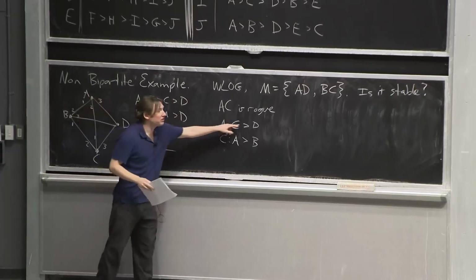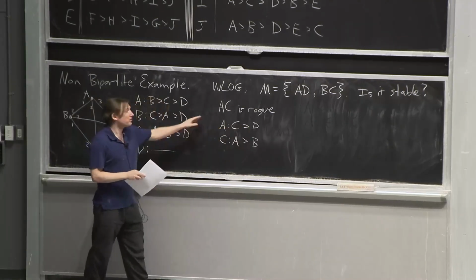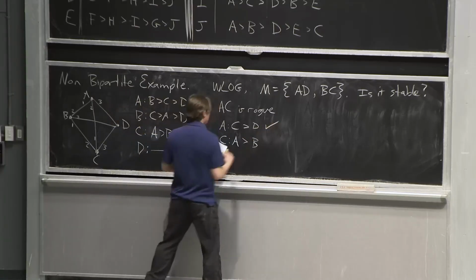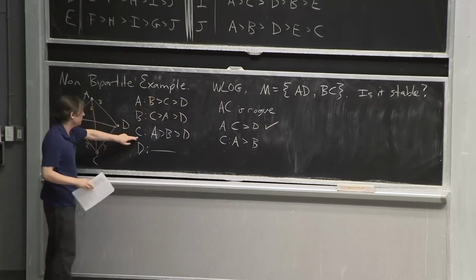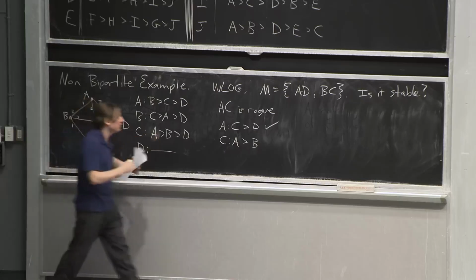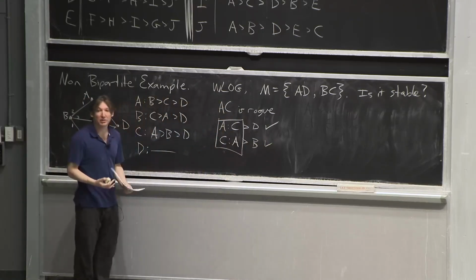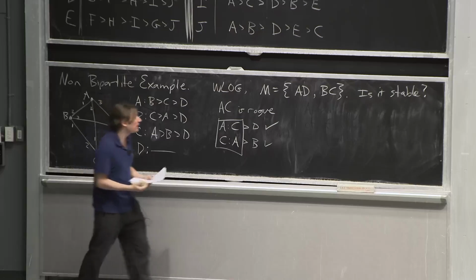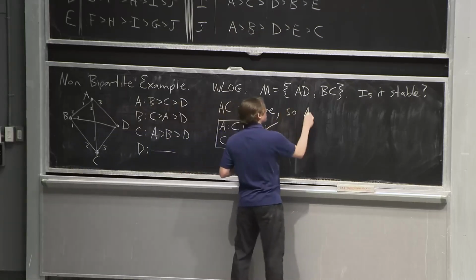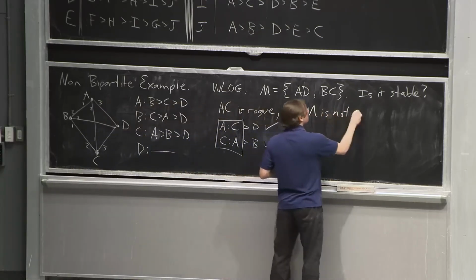Well, does A prefer C over D? Well, yeah, A prefers everyone to D, so that's true. Does C prefer A over B? Well, yeah, that's the first thing we said. So A and C prefer each other more than their assigned partners and are therefore rogue. So M is not stable.